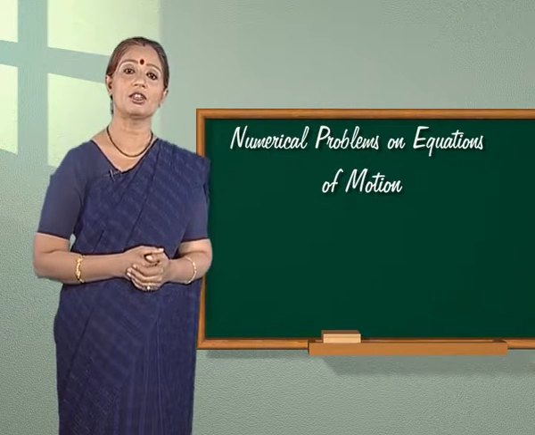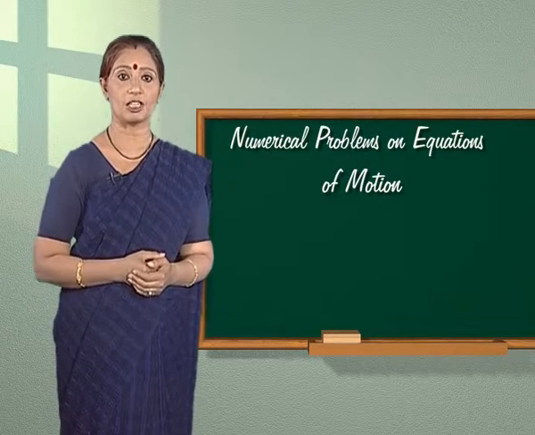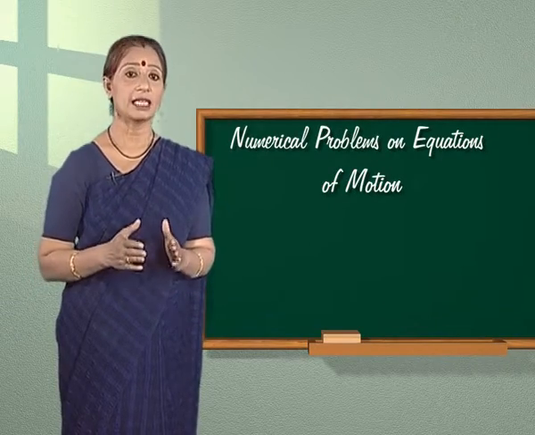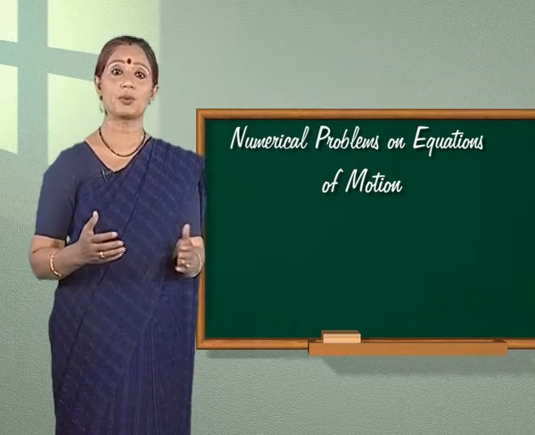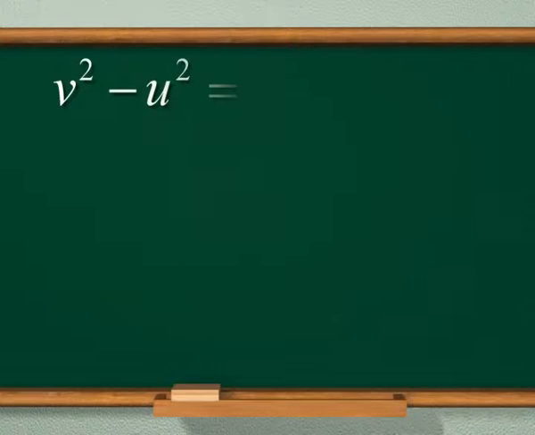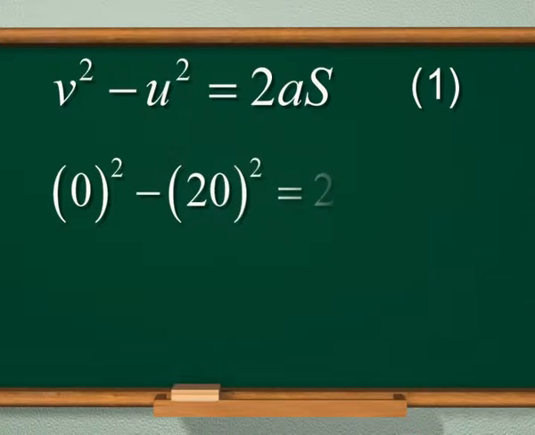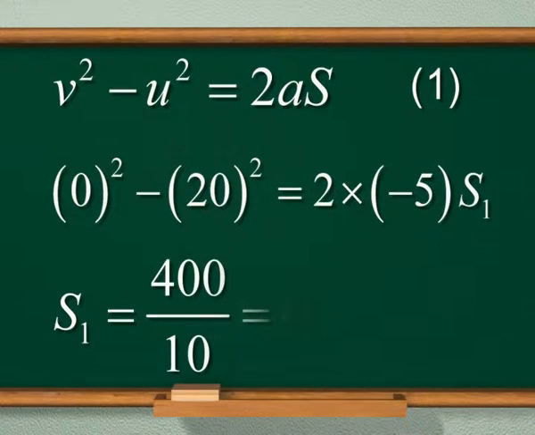Now we use the equation of motion consisting of velocity displacement relation for finding the distance at which these cars stop. Since velocity displacement relation is expressed by the equation v square minus u square is equal to 2as, as equation 1. For the first car, substituting the value of v1, u1 and a1 in place of v, u and a respectively, we get 0 square minus 20 square is equal to 2 into minus 5 into s1. Thus, s1 is equal to 400 by 10, which is equal to 40 meter.